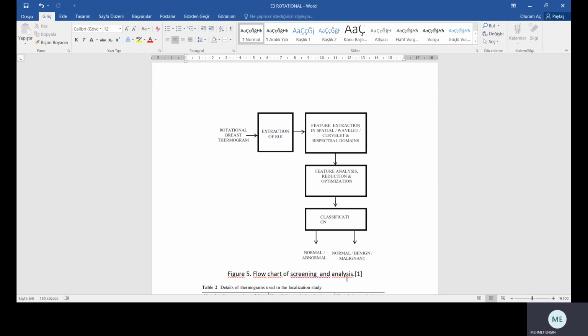Now, feature analysis for classification. Features extracted from normal and abnormal regions of interest of the breast in the various domains are analyzed and classified using classifiers such as support vector machines. Average value of each feature is computed for both classes in all the regions.